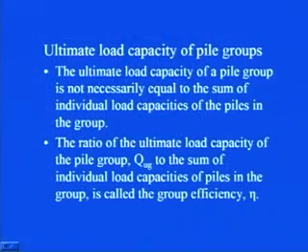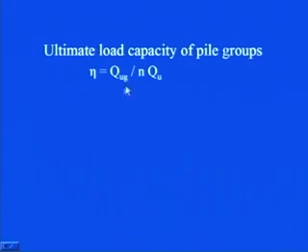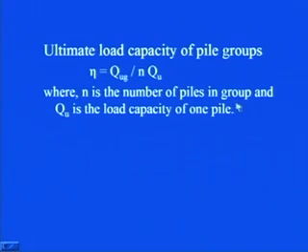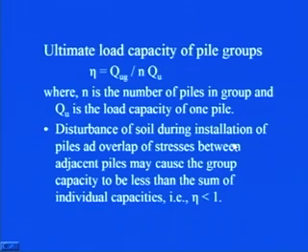The ratio of the ultimate load capacity of the pile group, that is QUG, G stands for group, to the sum of individual load capacities of piles in the group is called the group efficiency. That means eta is equal to QUG divided by N QU, where QUG is the ultimate load capacity of the pile group, N is the number of piles in the group, and QU is the ultimate load carrying capacity of a single pile.